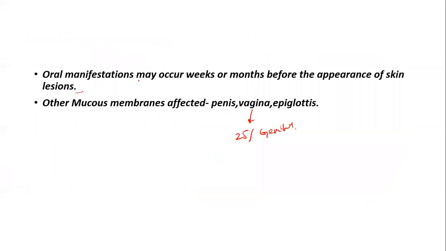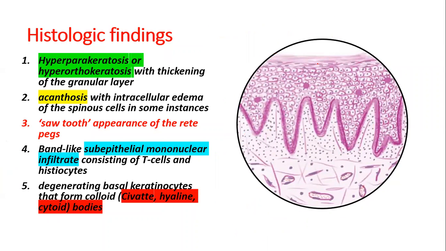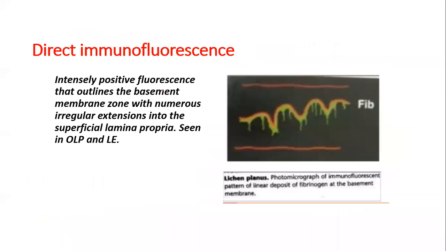So again, I will remind you the histological features. The first is hyperkeratosis, the second is acanthosis of spinous layer, the third is degeneration of basal keratinocytes with Civatte bodies, the fourth is sawtooth rete ridges, the fifth is Max Joseph spaces or histological clefts, and the sixth is subepithelial band of inflammatory infiltrate.